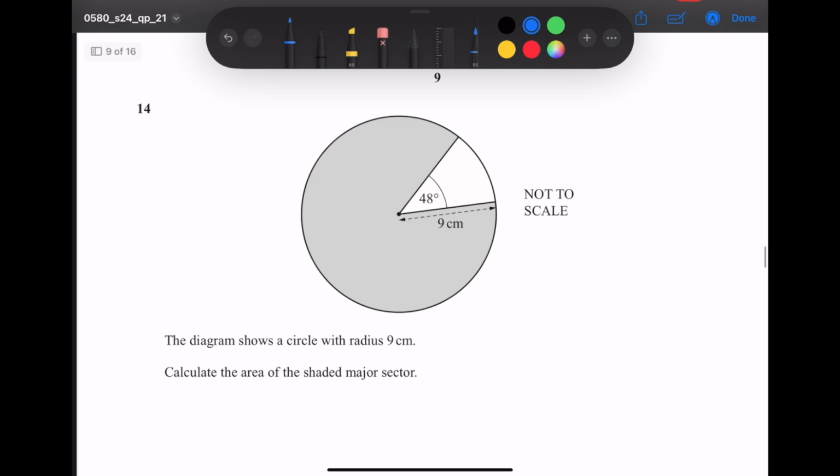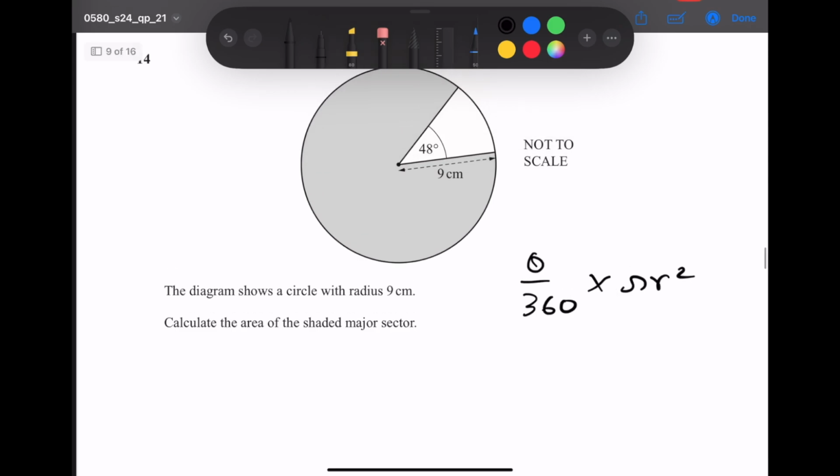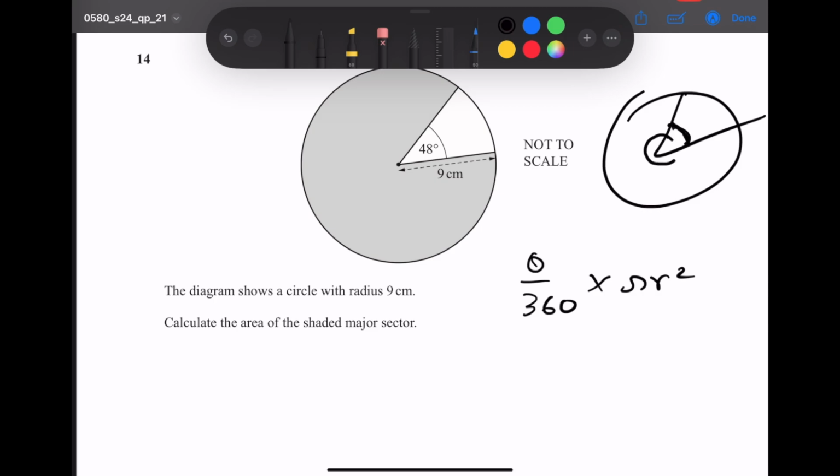Question 14. The diagram shows a circle with radius 9 centimeters. Calculate the area of the shaded major sector. So the area of a sector is equal to the angle divided by 360 times the area of a circle, which is pi r squared. This is because the fraction of the angle of the sector with regards to the circle as a whole is equal to the ratio of the area of the sector as compared to the circle as a whole.